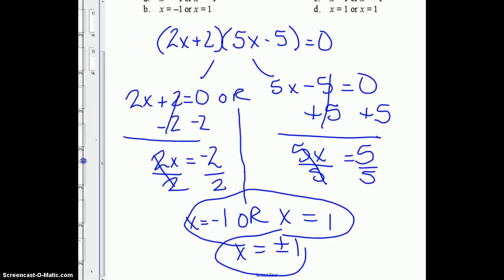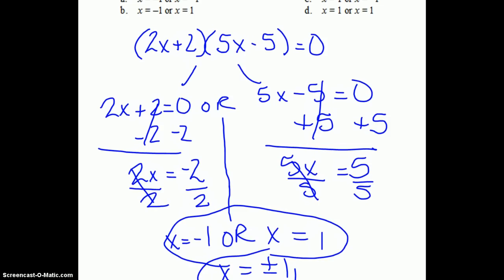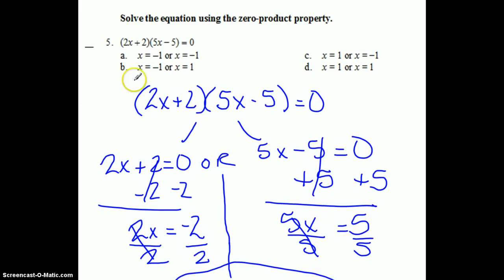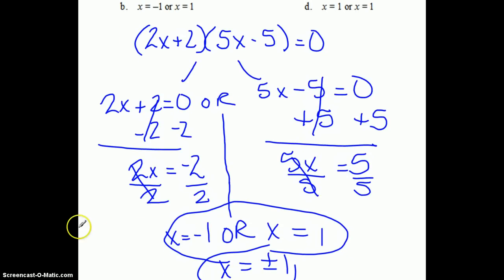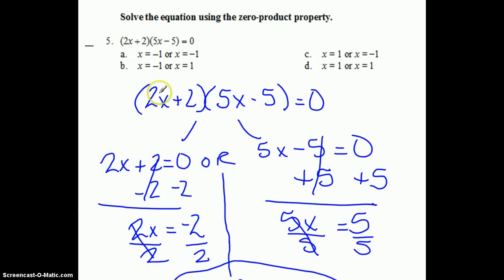Let me fix that. So if I go back up to my problem, now remember this first one that I solved was negative 1. So I'm looking for x equals negative 1 or x equals 1. So that means that this B would be my answer.